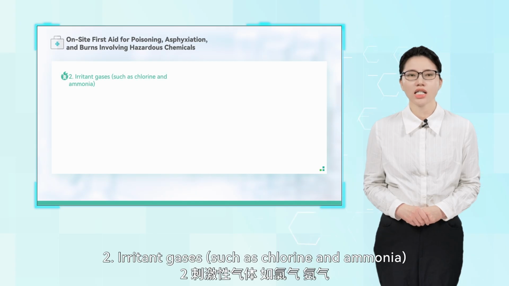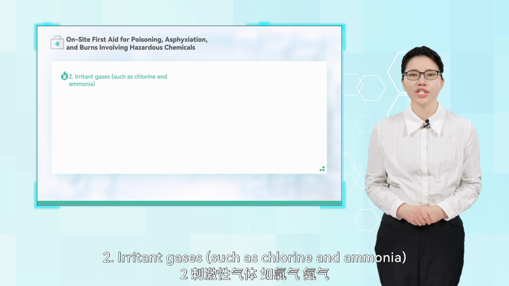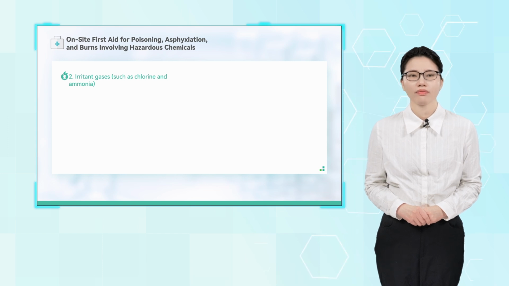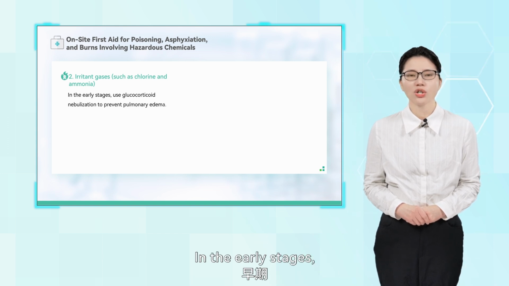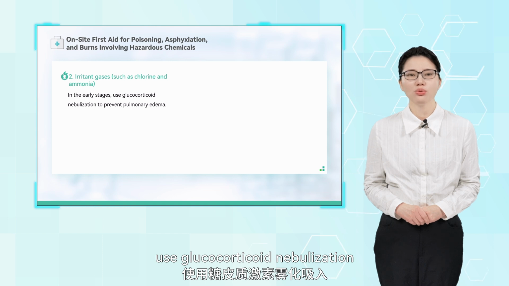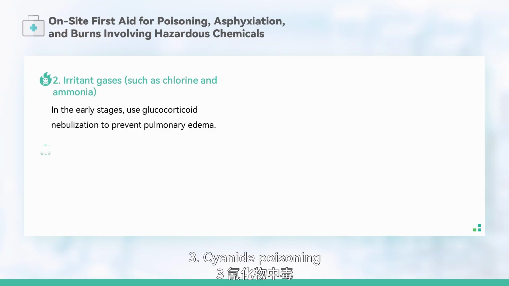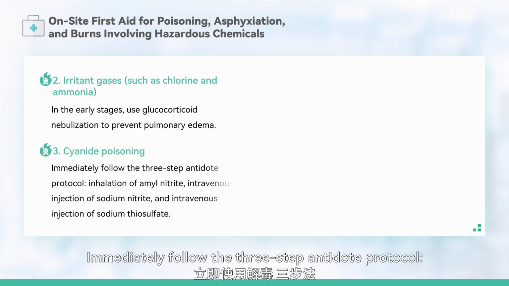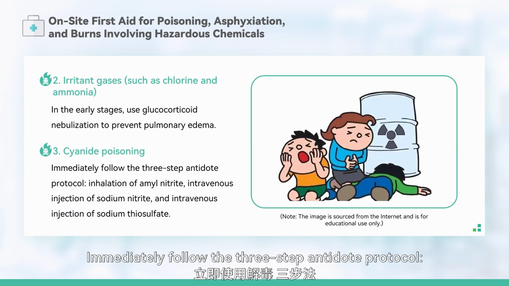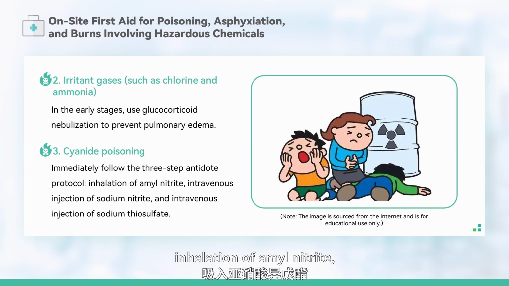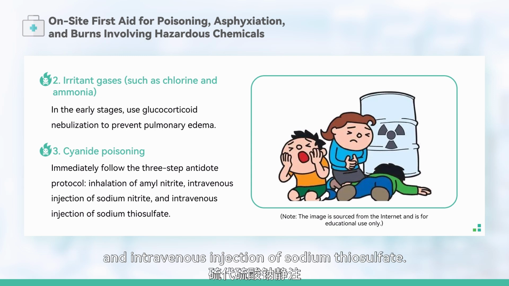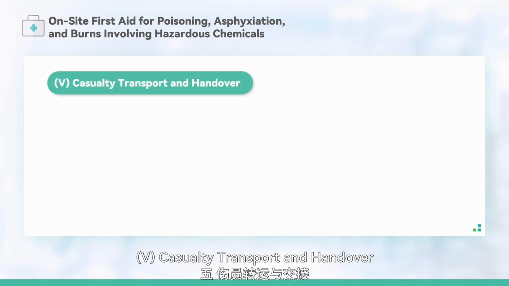2. Irritant gases such as chlorine and ammonia. In the early stages, use glucocorticoid nebulization to prevent pulmonary edema. 3. Cyanide poisoning. Immediately follow the 3-step antidote protocol: inhalation of amyl nitrite, intravenous injection of sodium nitrite, and intravenous injection of sodium thiosulfate.